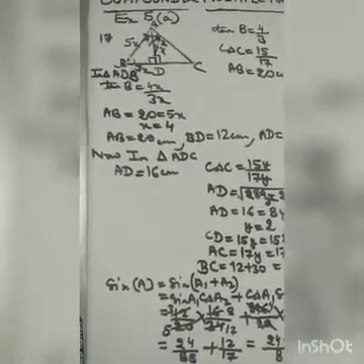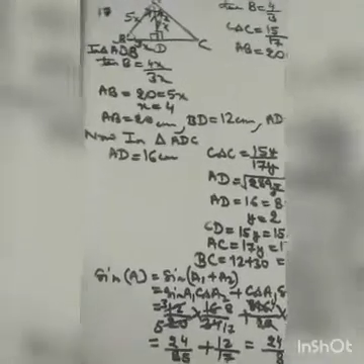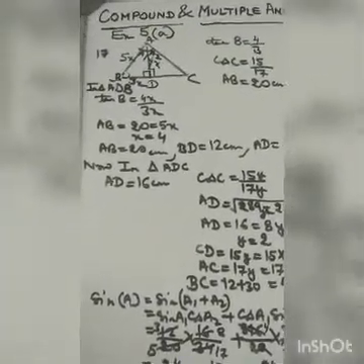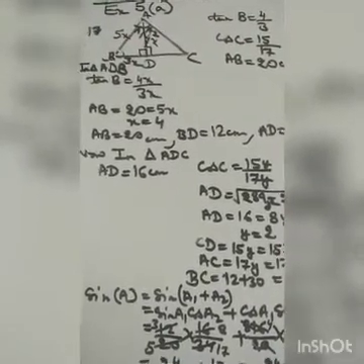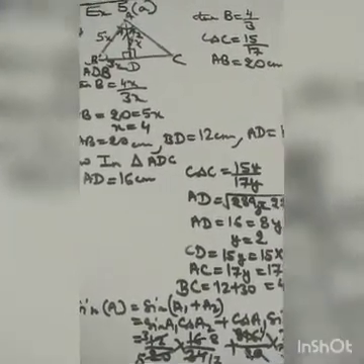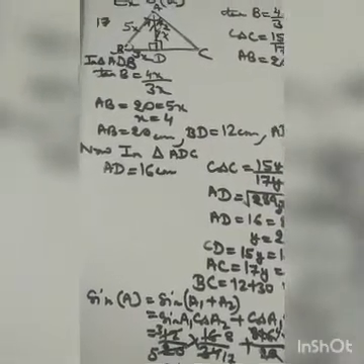Now children, we will do question number 17. In this question, they have given the values of tan B and cos C as 4 by 3 and 15 by 17. There is a triangle ABC, and from A, a perpendicular is dropped to BC.